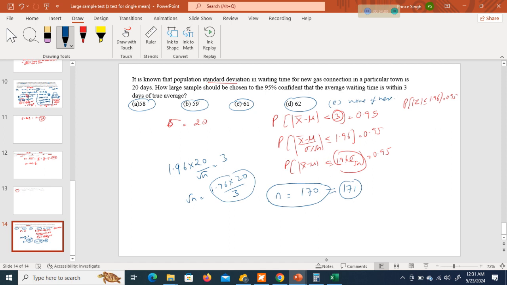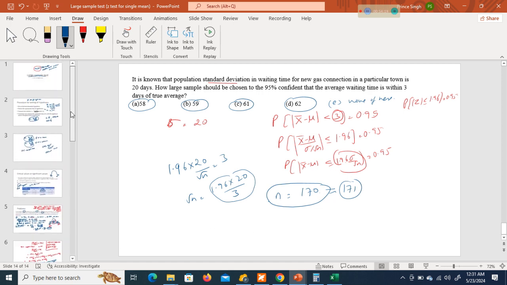So this is the procedure. Basically we need to calculate the value of n with the help of this particular formula. These are some different types of problems that could be considered from this particular topic. So you can revise this topic.